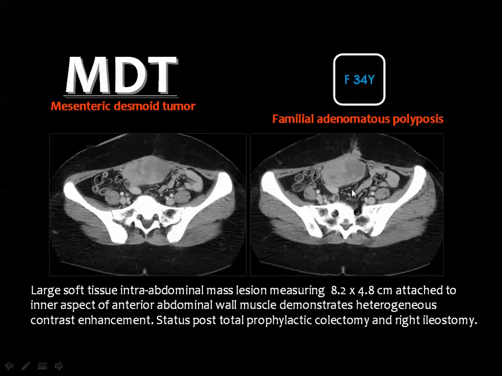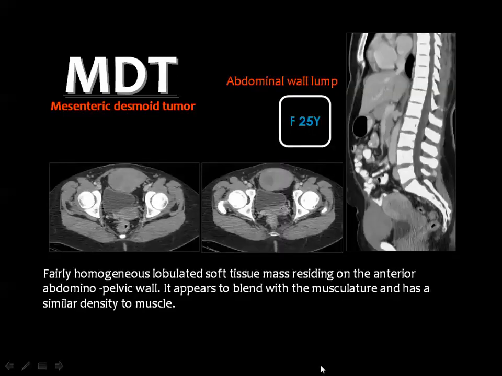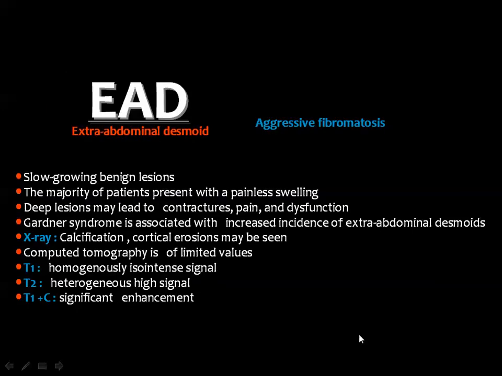And this is a mesenteric desmoid tumor, which is intimately related to the anterior abdominal wall, showing heterogeneous post-contrast enhancement. And you know that in patients with familial polyposis this tumor is part of the Gardner syndrome, as you all know. And this is also another example of a mesenteric desmoid tumor intimately related to the inner aspect of the anterior abdominal wall. And extra-abdominal desmoids are known as aggressive fibromatosis.